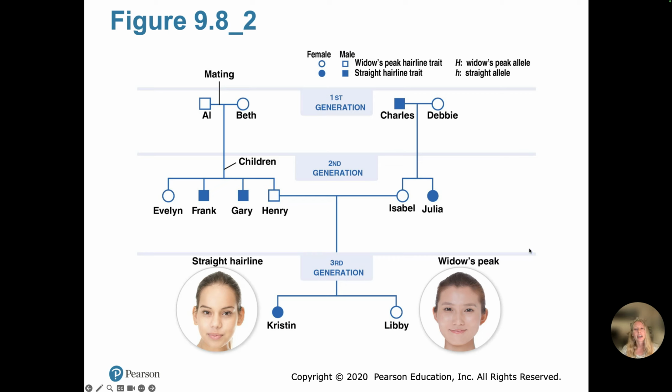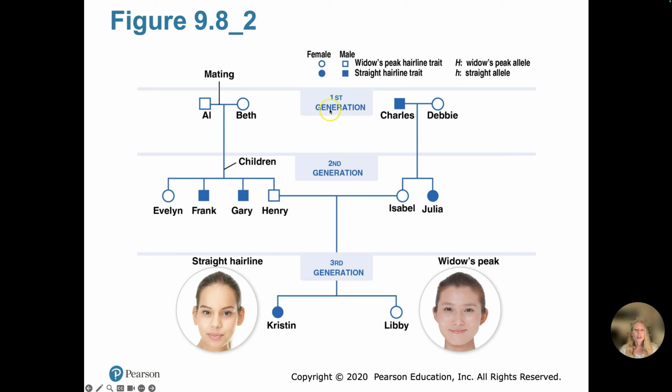We're going to take a look at a specific pedigree over the next few slides. This pedigree deals with a widow's peak hairline trait, which is when your hair kind of comes to a point, versus a straight hairline trait over here, which is when there's no point, it's just flat across. The straight hairline trait is homozygous recessive, so you need 2 lowercase h's to have the straight hairline trait. The widow's peak hairline trait is dominant, so you just need 1 capital H to have the widow's peak.